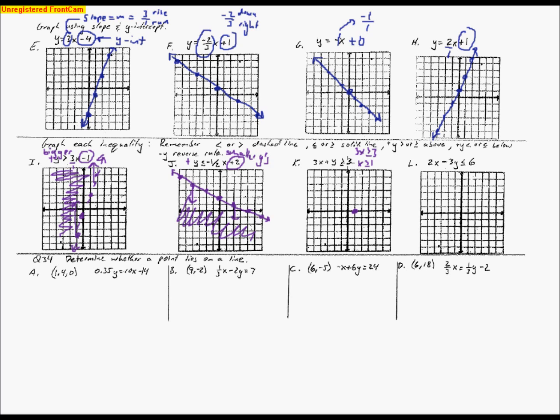Now from there, I need to find the y-intercept. Well, it's already given to us. Y is greater than or equal to 3. So I go up 3 spaces, 1, 2, 3, put the dot, draw the line. It has the line underneath, so it's a solid one. And then I got to figure out the shading.